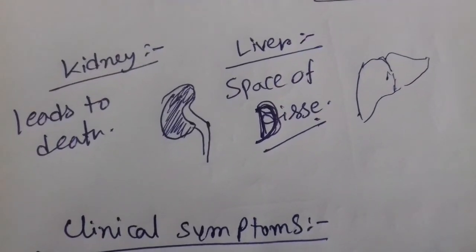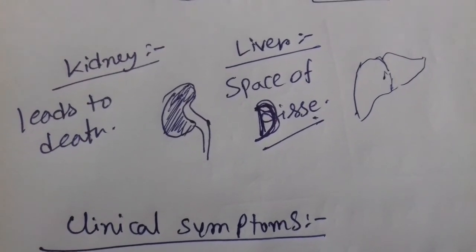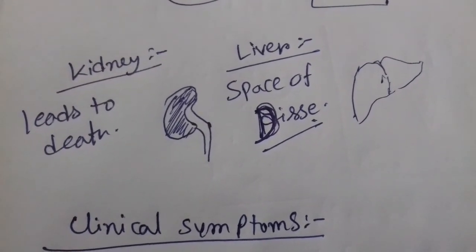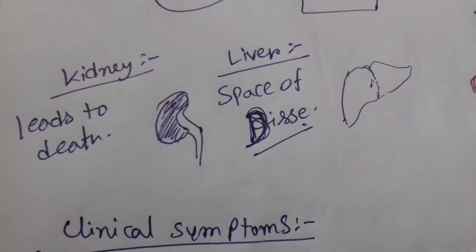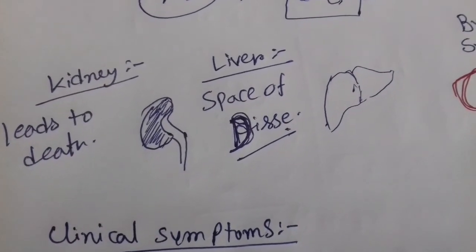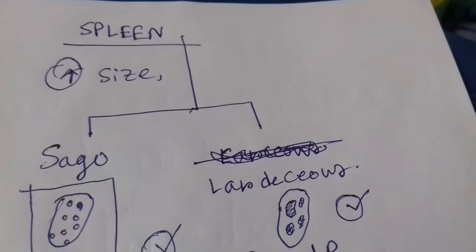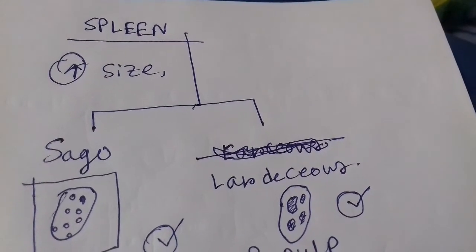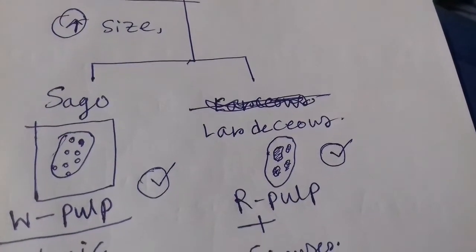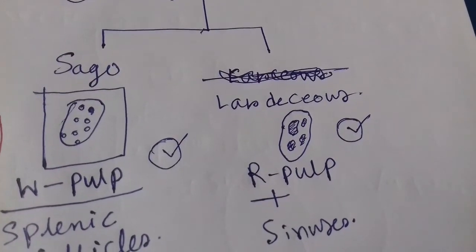Now we have to see what the changes in the organs are and where these amyloids are deposited. In case of kidney, the amyloids are deposited in the glomerular vessels, and it leads to death actually. In case of liver, it deposits in the space of Disse. And if it is deposited in the spleen, there is increased size of the spleen. And there are two types of spleen conditions, one is Sago spleen and another is called the lardaceous spleen.